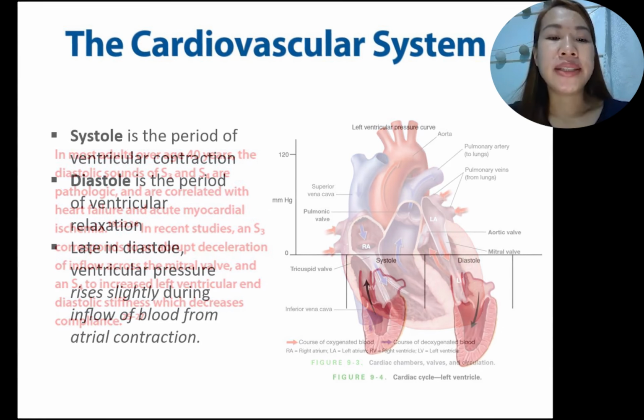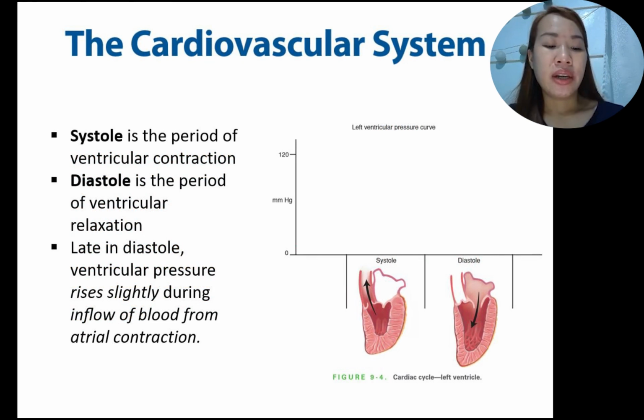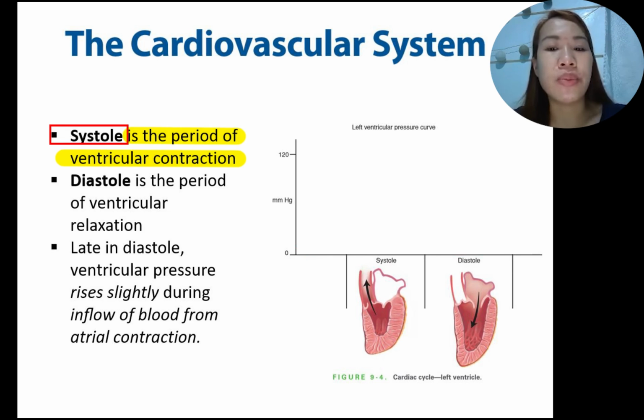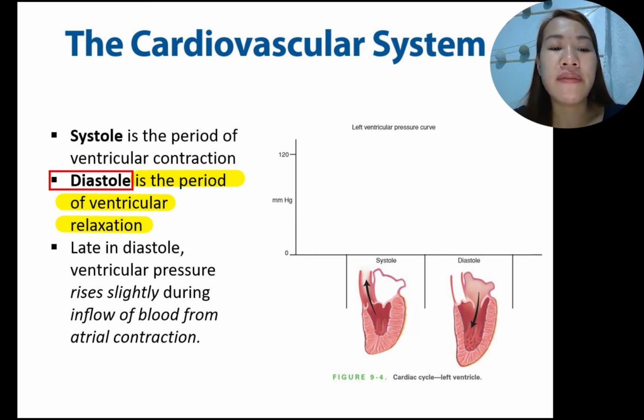So in our next slide, we can see the discussion of the cardiovascular system on the events in the cardiac cycle. For us to understand first, we have to know what systole means. When we talk about systole, we're talking about contraction of the ventricles, not the atrium, okay? While diastole is the relaxation of the ventricle.